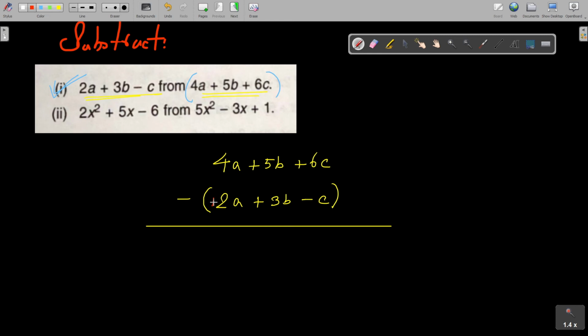So what's the sign in front of 2a? Plus, we'll write it as minus. Again plus, we'll write it as minus. This is minus, we'll write it as plus. Now the signs have changed, so we'll just simply add. 4 minus 2, 2a, plus 5 minus 3, that is plus 2b, 6 plus c, 7c. Very easy. I hope you understood this question.